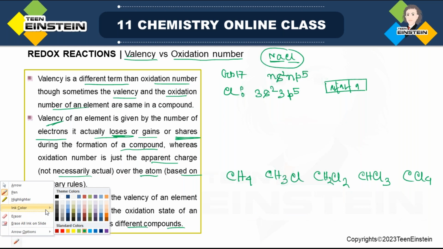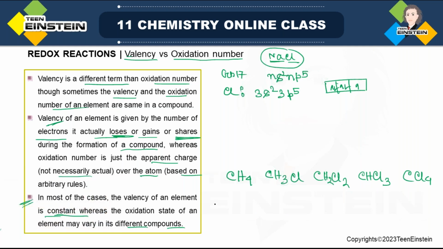Now, why am I giving this example? Because now you will be able to understand the difference between valency and oxidation number or oxidation state. Carbon is present in all of these, and carbon has the outermost electronic configuration 2s2, 2p2. So mostly you will see it is tetravalent, and it will lose all these 4 electrons. So in this case, its valency is 4. In all these cases, the valency is 4. But oxidation number in all these 5 compounds is not the same.